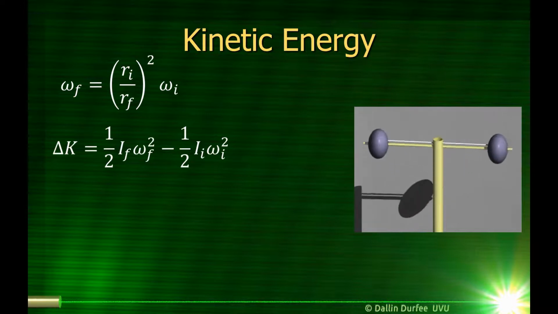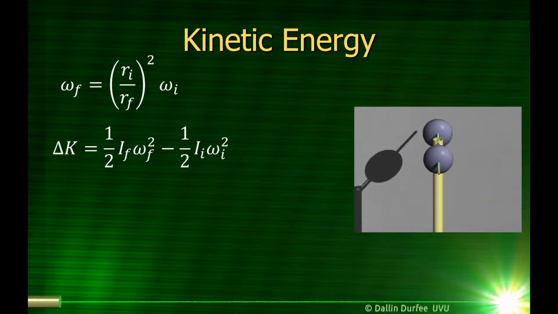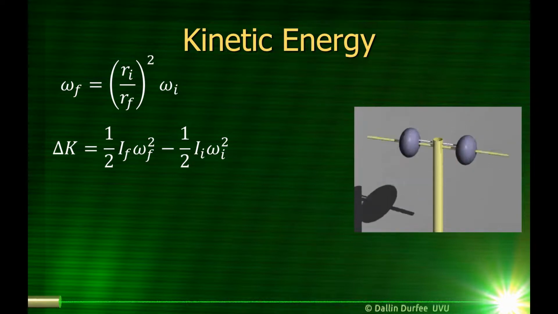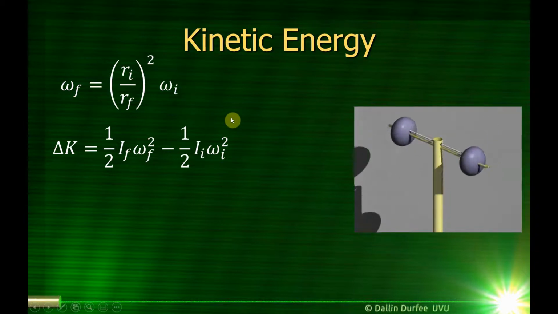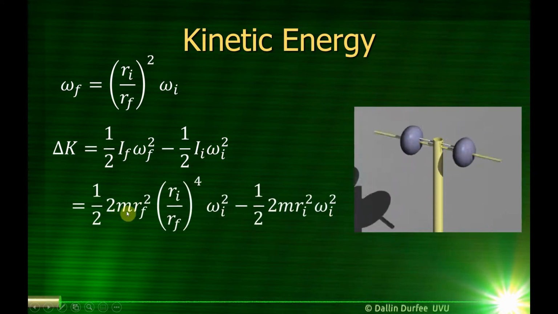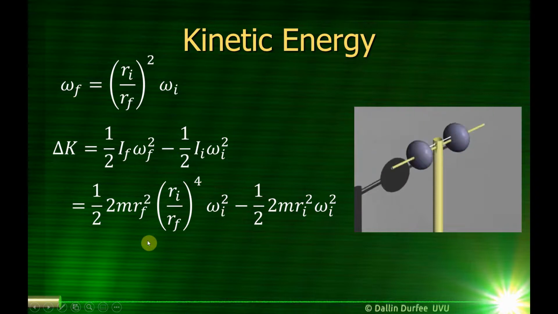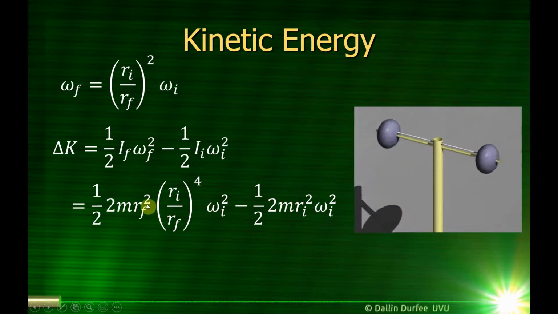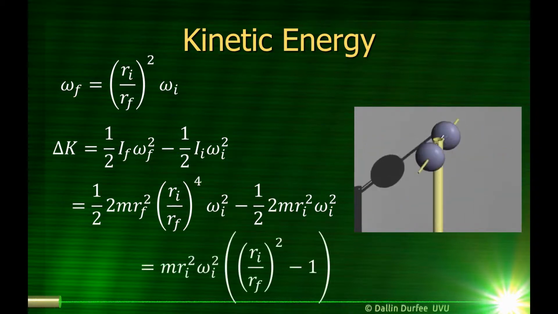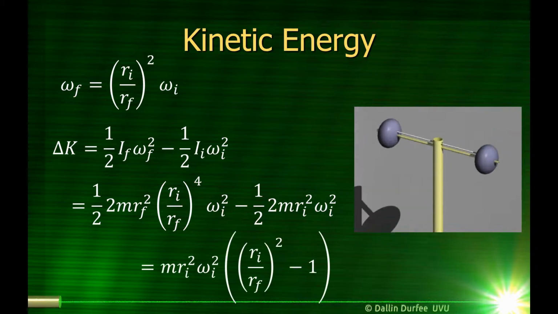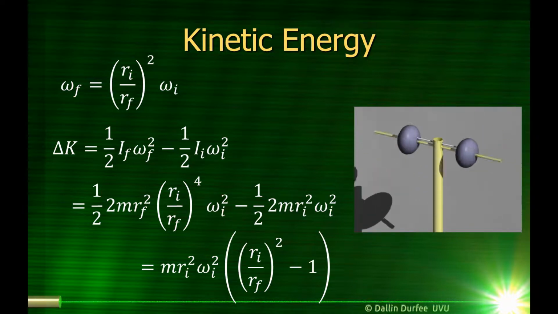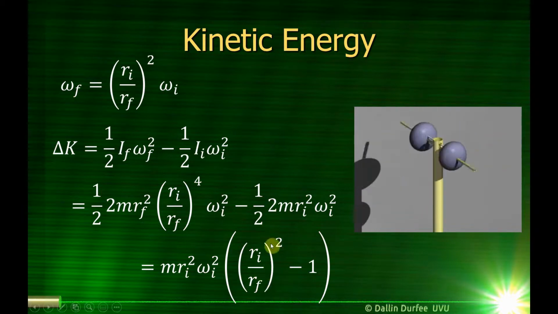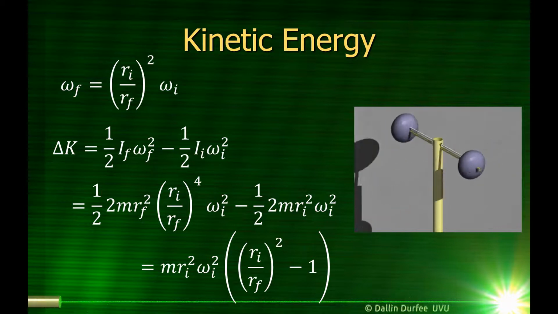The rotational kinetic energy is just 1/2 I omega squared. So the change in kinetic energy is 1/2 I final omega final squared minus 1/2 I initial omega initial squared. We have our formula for omega final, and of course I is just 2 times m r squared. So we plug this in for our final I, this in for our initial I, and this in for our final angular velocity, and that simplifies down to r initial squared omega initial squared times r initial over r final squared minus 1. Because r final in this case is smaller than r initial, the kinetic energy went up.